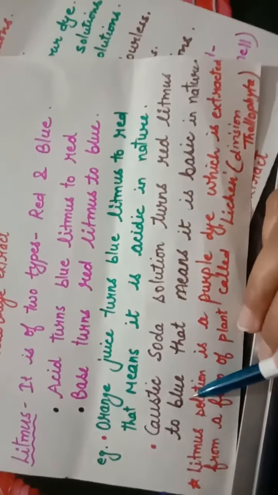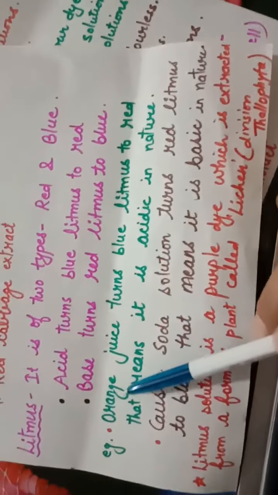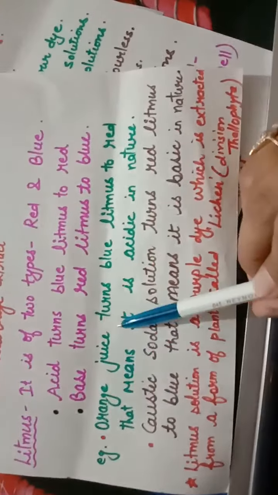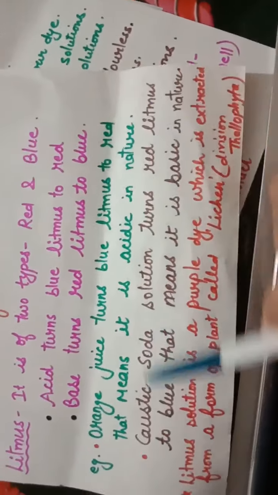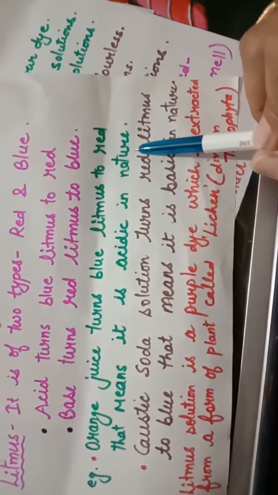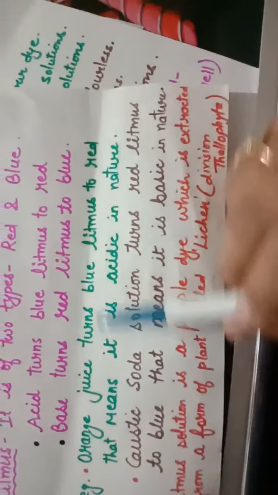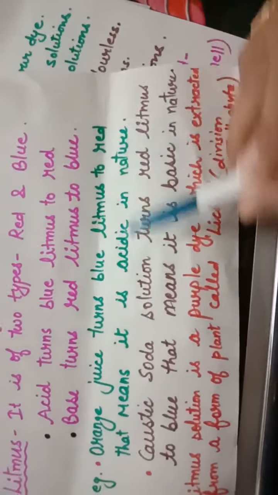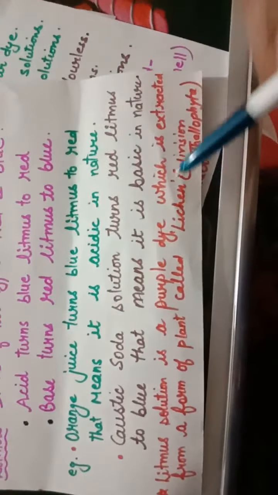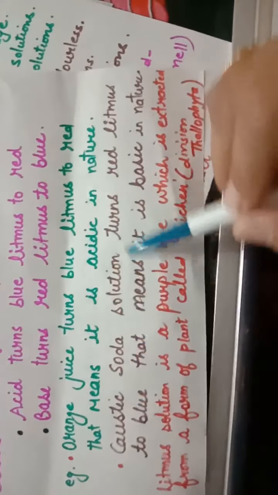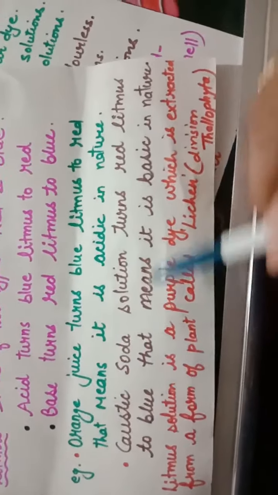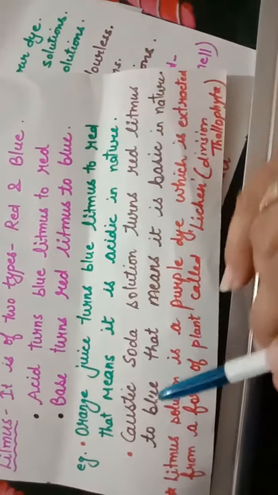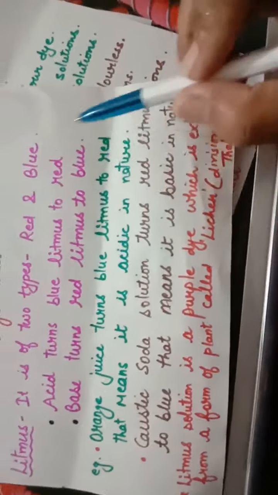So there are two examples, one for acid, one for base. First is orange juice, that we all know is acidic in nature. Orange juice turns blue litmus to red. So if we test orange juice with blue litmus paper, then the blue litmus paper will turn red. So it means it is acidic in nature. Second, similarly, caustic soda solution also turns red litmus to blue because it is basic in nature. So that means a base will turn red litmus to blue and an acid will change blue litmus to red.